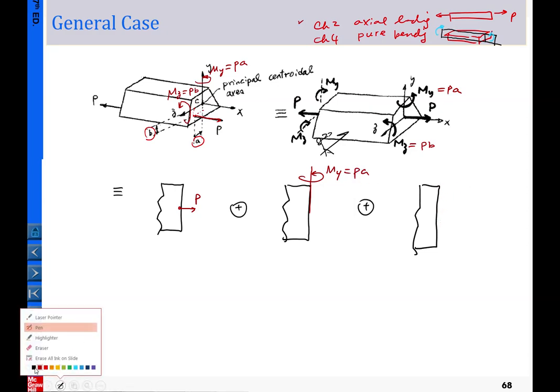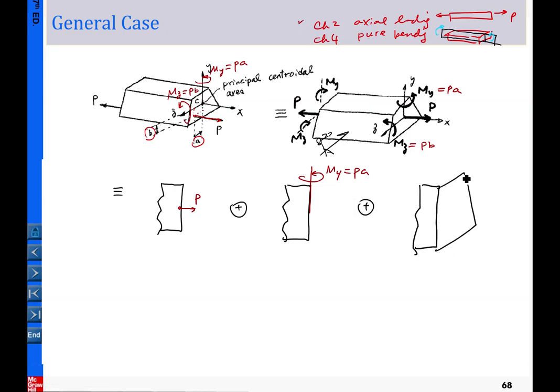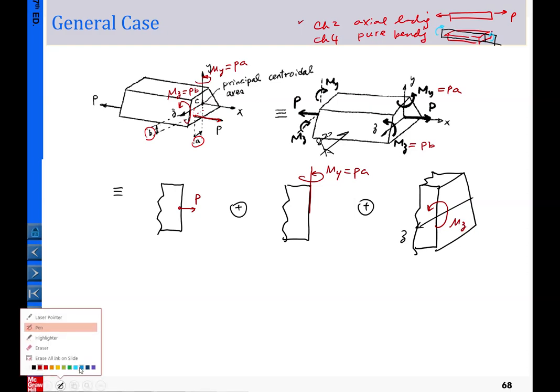The third one is hard to display in these two dimensions, so let me put it into a three-dimensional drawing here. In the third direction, this is the z direction, and the third case will be the bending about the z-axis, so that is Mz. If you like to use the double arrow symbols, the My is in this direction, and the Mz is in this direction.